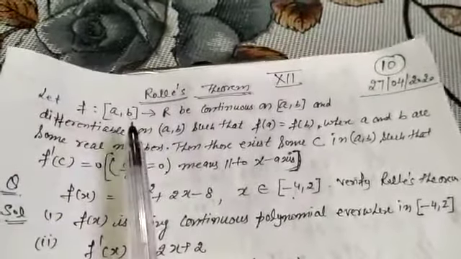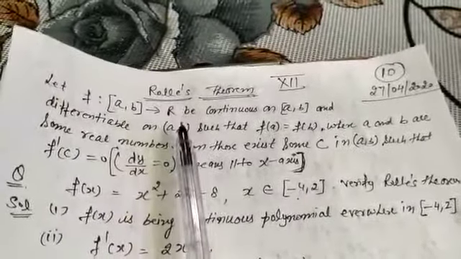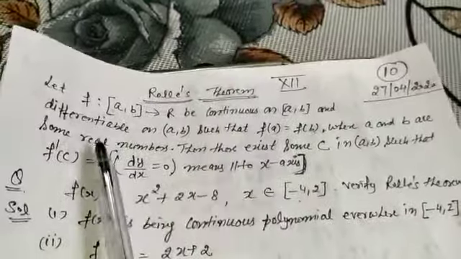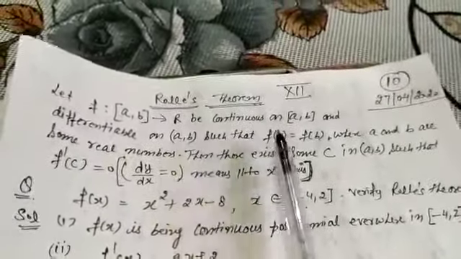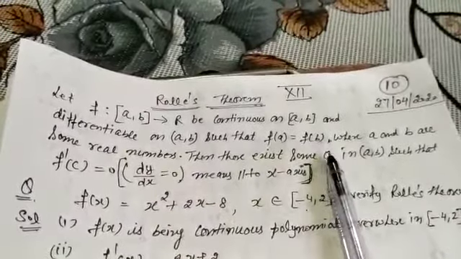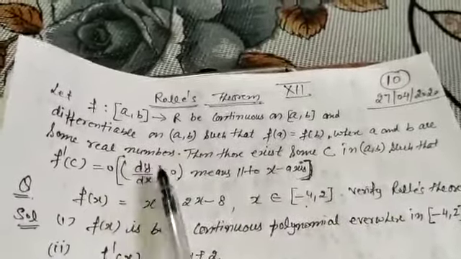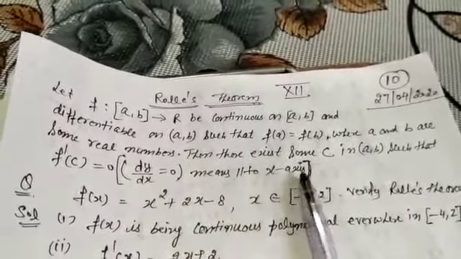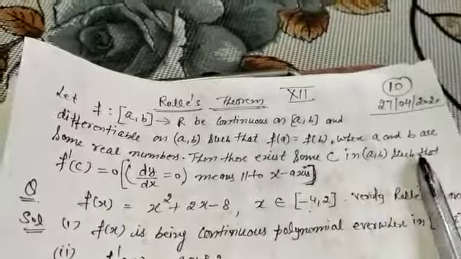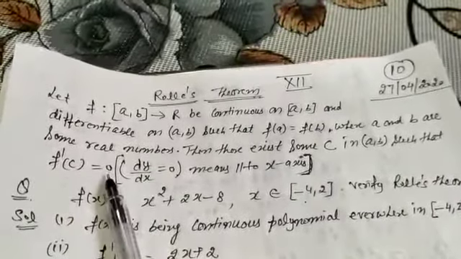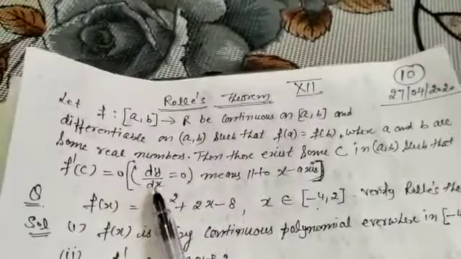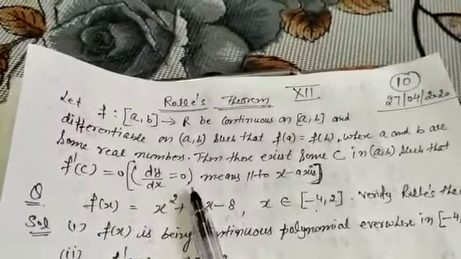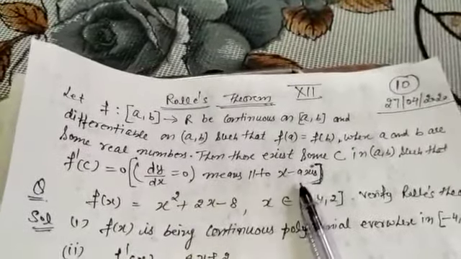Let f be a function on the interval [a, b] that is continuous on [a, b] and differentiable on (a, b), such that f(a) equals f(b), where a and b are real numbers. Then there exists some value c in (a, b) such that f'(c) equals 0. f'(c) means the derivative of the function equals 0, meaning the tangent is parallel to the x-axis.